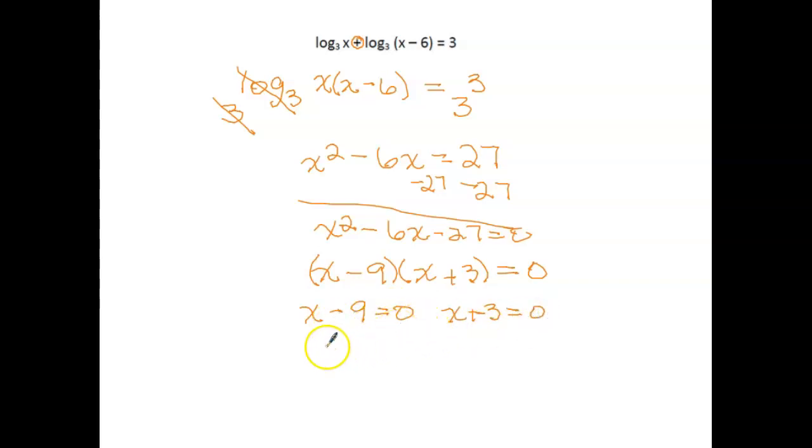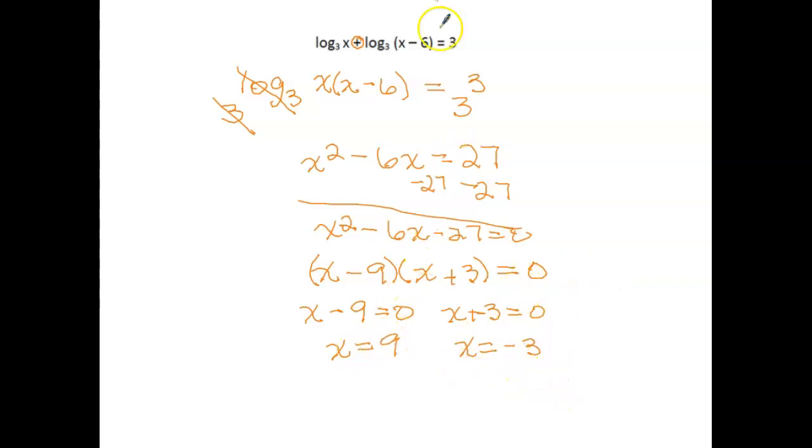We would add 9 to both sides here, so one solution would be x is equal to 9, and we're going to subtract 3 from both sides here, so the other solution would be x is equal to negative 3. So the last thing that we need to do is check for extraneous solutions, which are solutions that look like they're going to work but don't really work.